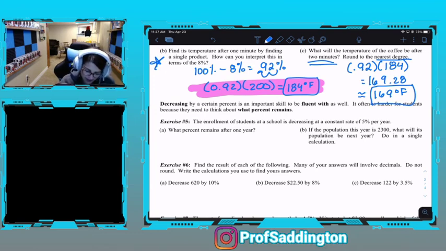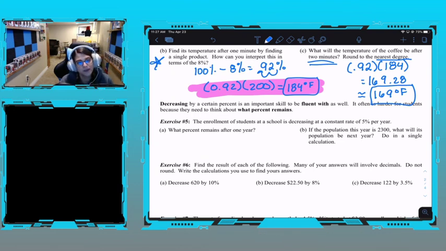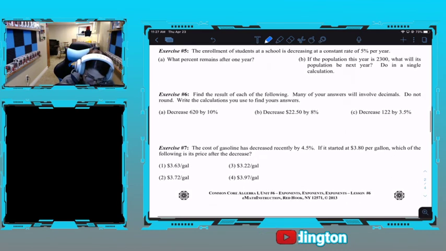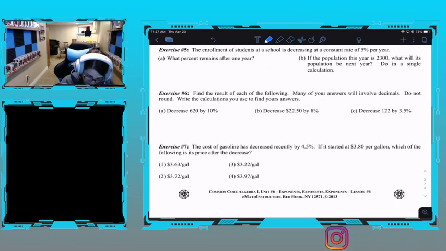So decreasing by a certain percent is an important skill to be fluent with as well. It is often harder because we have to think about what percent remains. But it's still the same process as we were doing before. Increasing, we add the percent. Decreasing, we subtract. So it's really the same thing. Same process, at least.